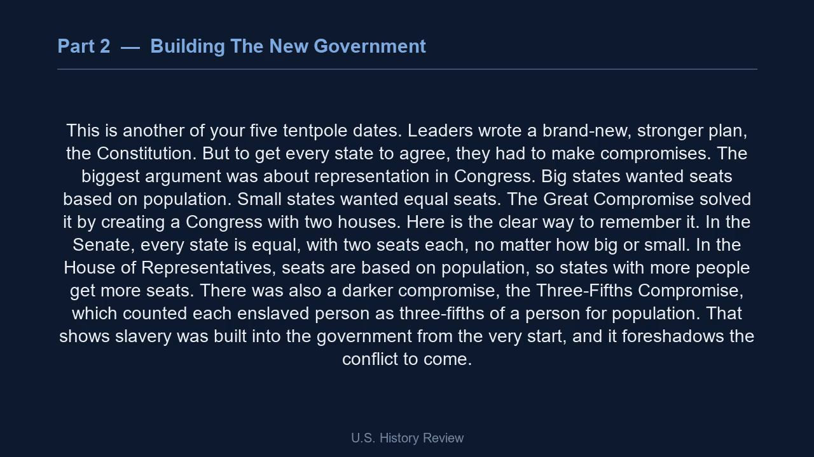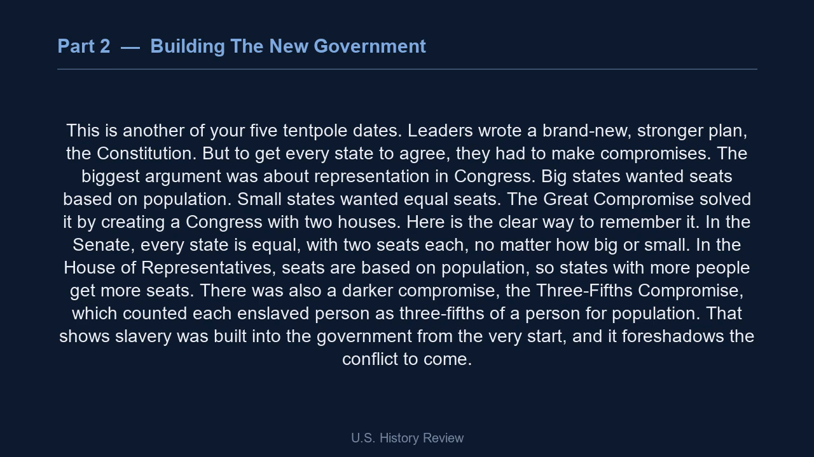Big states wanted seats based on population. Small states wanted equal seats. The Great Compromise solved it by creating a Congress with 2 houses. Here is the clear way to remember it. In the Senate, every state is equal with 2 seats each, no matter how big or small. In the House of Representatives, seats are based on population, so states with more people get more seats.